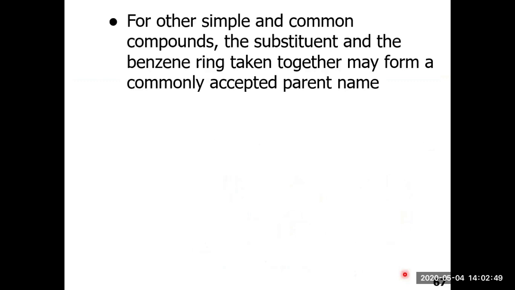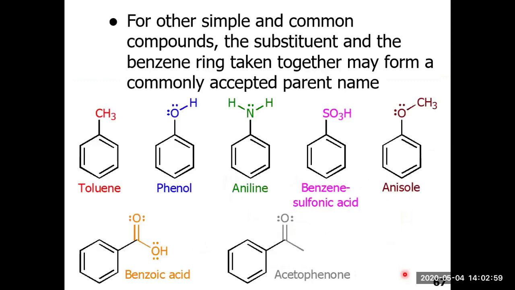There are many simple monosubstituted derivatives of benzene that have common names. For example, methylbenzene is known as toluene. If we have a hydroxy group bonded to your benzene, then this is known as hydroxybenzene, or in the non-IUPAC way of naming, this is also called phenol. If we have an amino group bonded to your benzene ring, then this is known as aniline or aminobenzene.